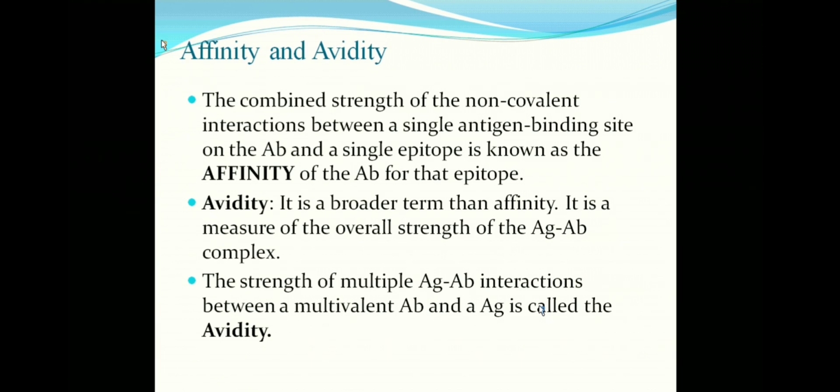Then the forces of the antigen antibody interactions, that is affinity and avidity. The combined strength of the non-covalent interactions between a single antigen binding site on the antibody and a single epitope is known as the affinity of the antibody for the epitope. Avidity is a broader term than affinity. It's a measure of the overall strength of the antigen antibody complex. The strength of multiple antigen antibody interactions between a multivalent antibody and an antigen is called the avidity.